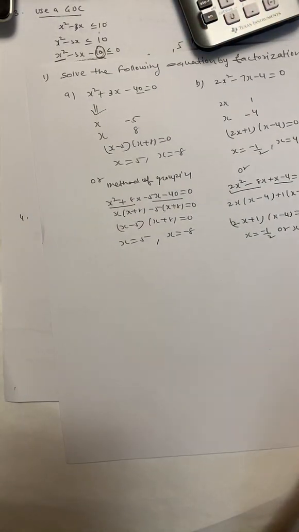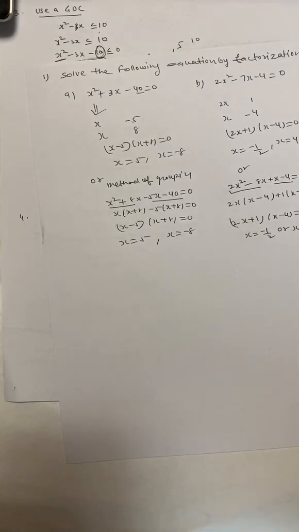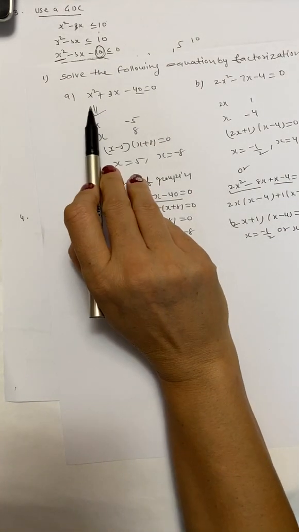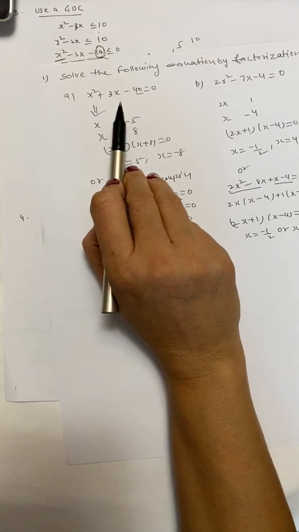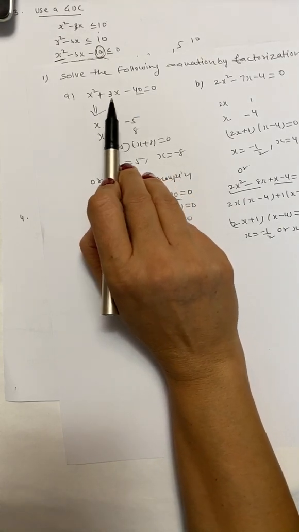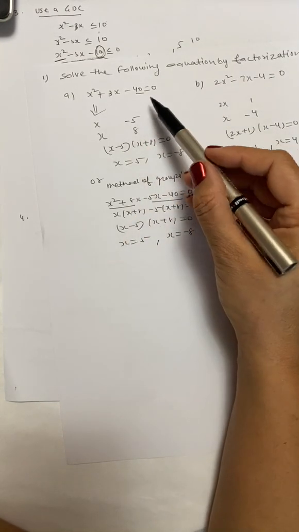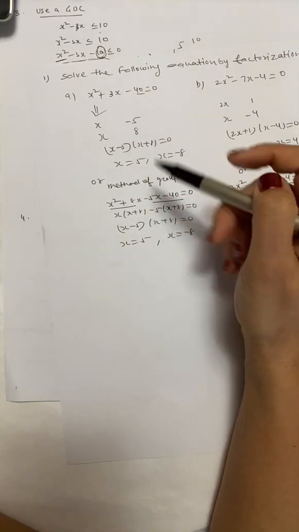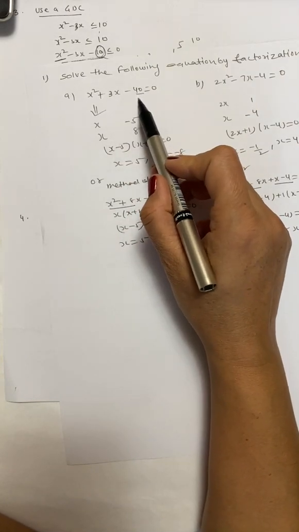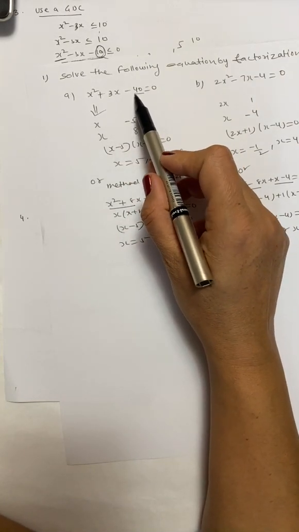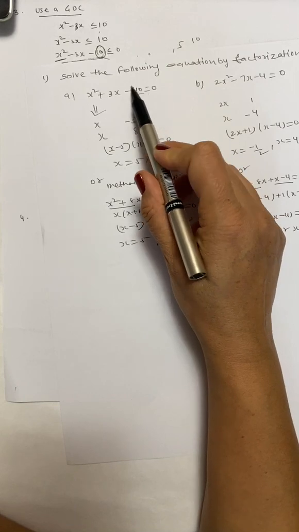So the next question is solving the quadratic equation by factorization. To do that, I'm doing two kinds of examples: the ones where the coefficient of x squared is 1, and another one where the coefficient of x squared is not equal to 1. I did this in two different ways. The first one is using factorization, where you find the factors of the constant term.